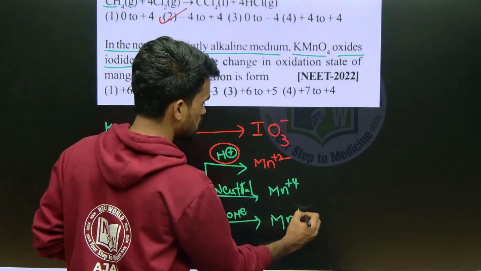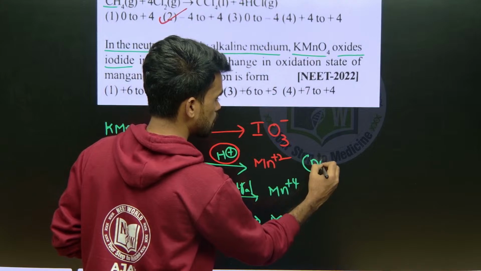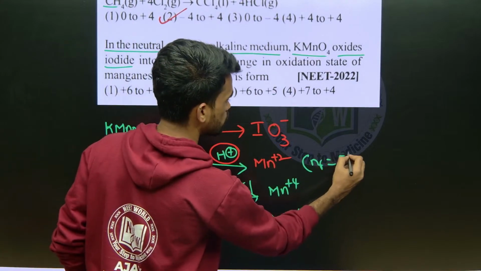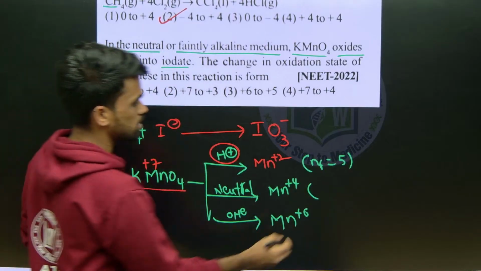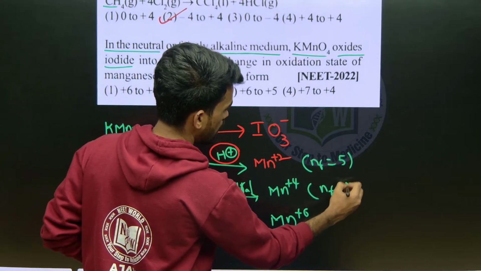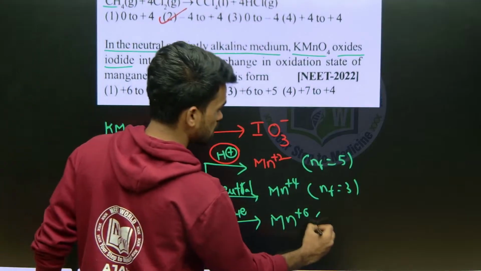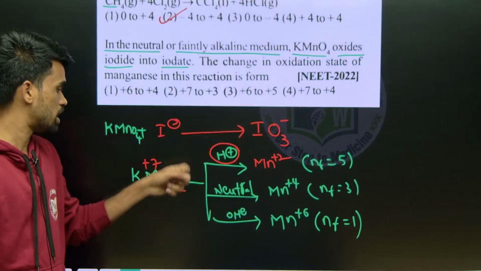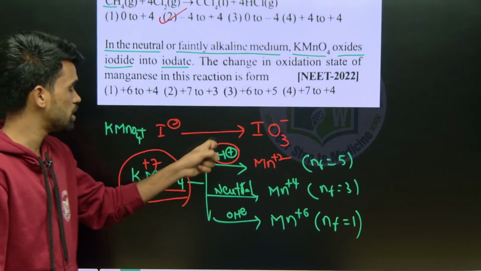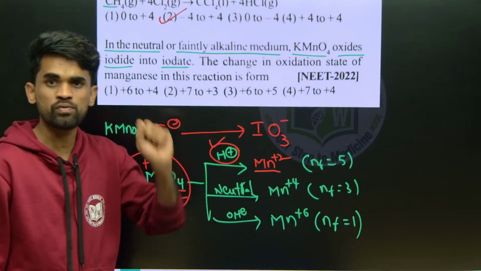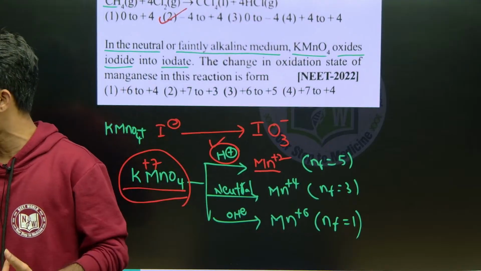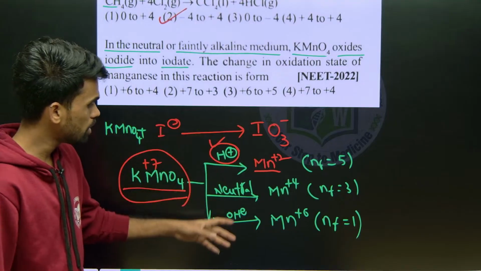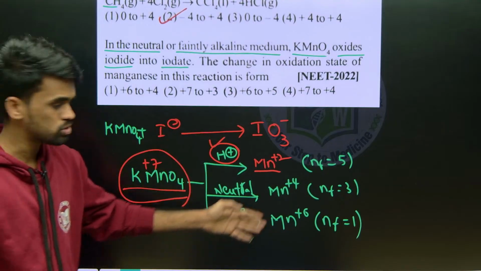Now what is the N factor in each case? Here it is 7 to 2, which means 5. And here 7 to 4 means 3, and here 7 to 6 means the N factor is 1. It means whatever the other compound reacting with KMnO4, if the medium is acidic, KMnO4 will form a reduced compound, from +7 to +2. Like that, depending upon the medium we are using, the N factor changes.